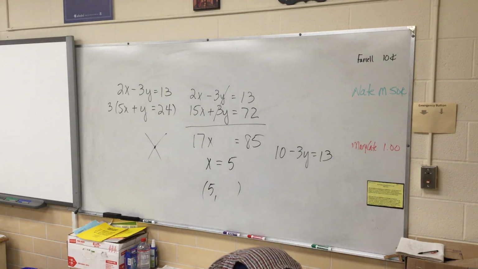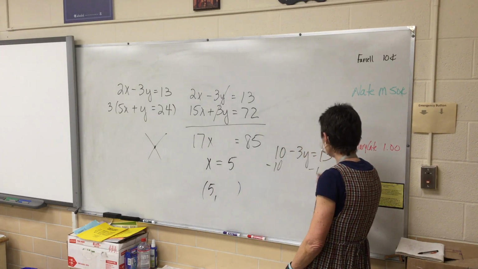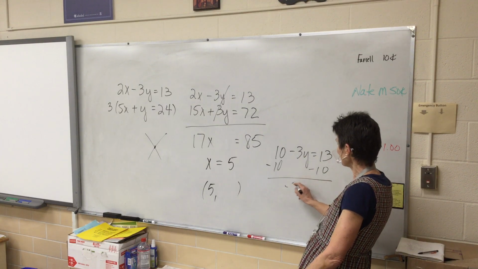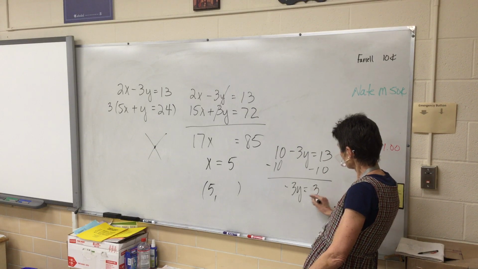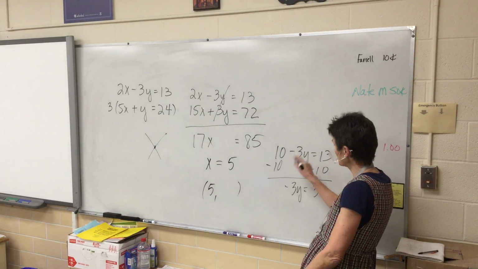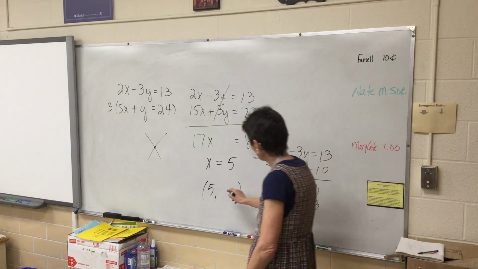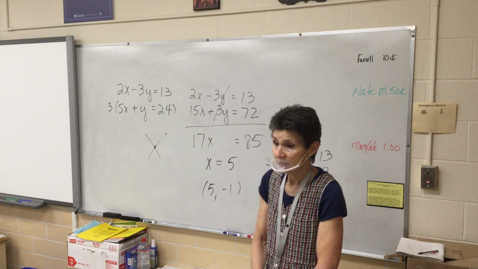Then I will subtract 10. And sometimes we make arithmetic mistakes here, kids. If you subtract 10, you're going to have negative 3y equals 3. Negative 3y, don't lose the negative. So then y ends up equaling negative 1. So your answer is 5, negative 1.